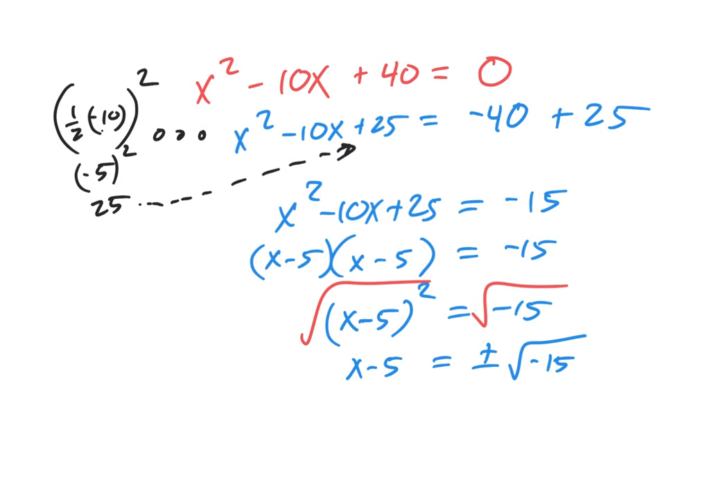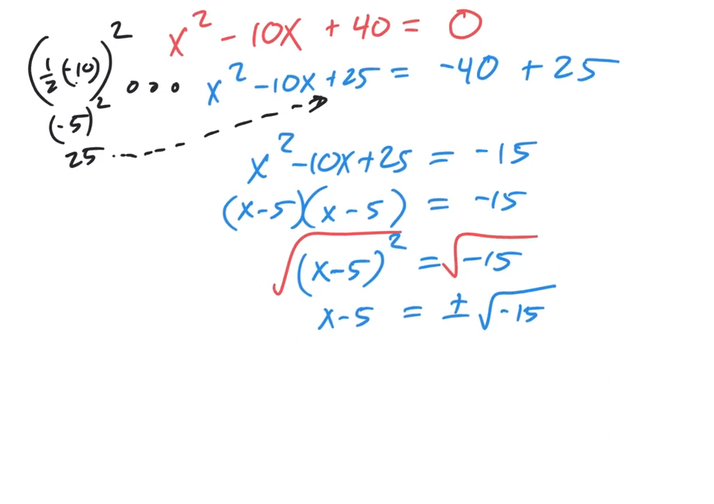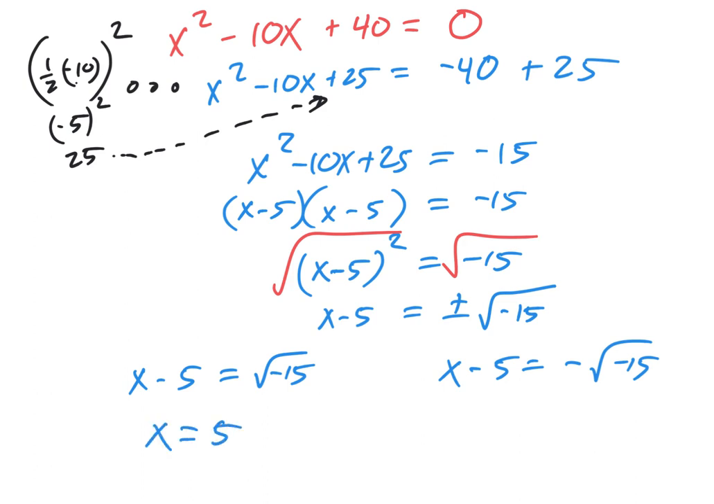And now, yes, negative 15, there are no real roots, but I still have two equations. So if I were doing the quadratic formula, I'm getting that same process. x minus 5 equals the square root of negative 15. My other equation, x minus 5 equals negative square root of negative 15. Add 5, so this will be 5 plus the square root of negative 15. Add 5 over here, x equals 5 minus the square root of negative 15. Those would be the two imaginary roots.